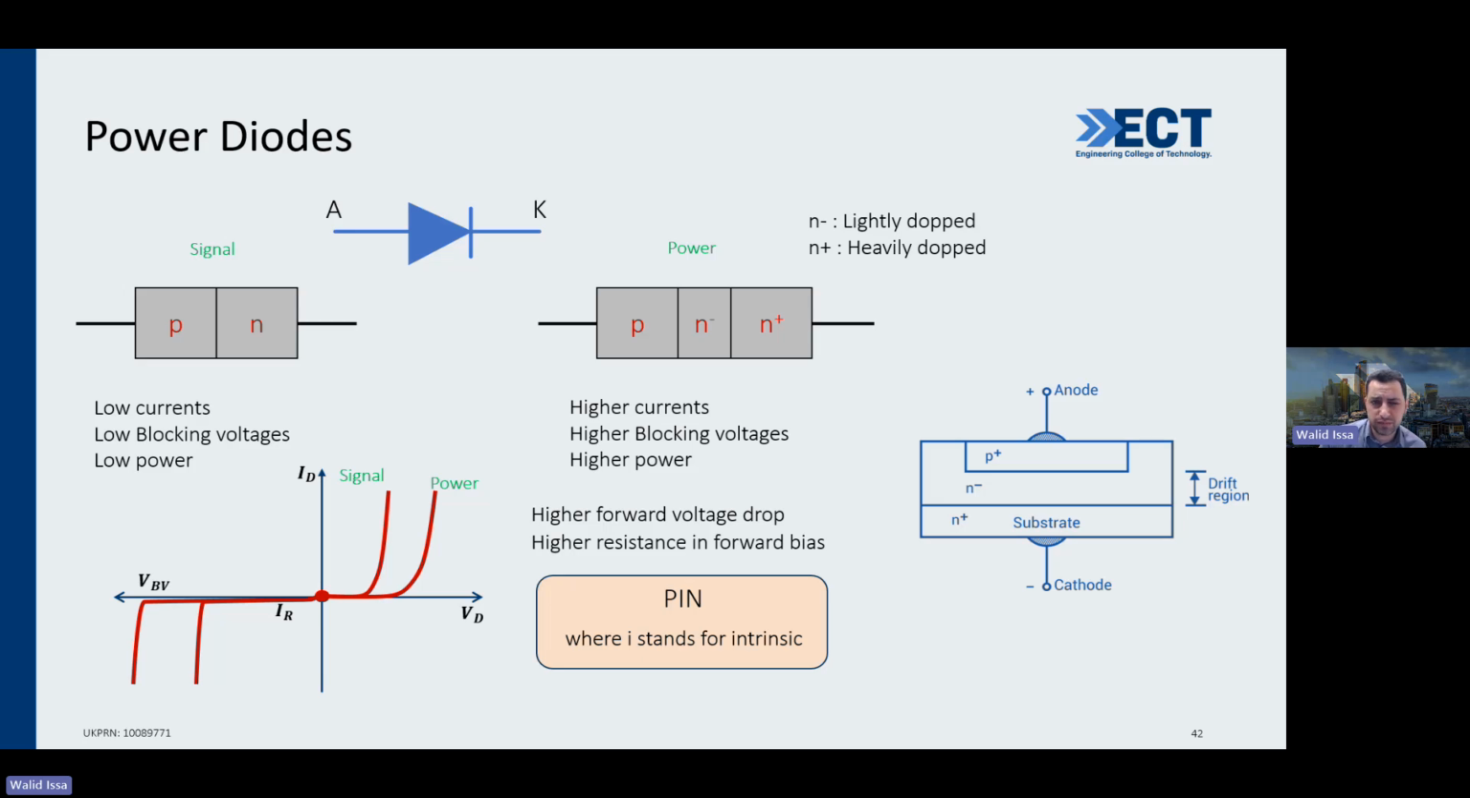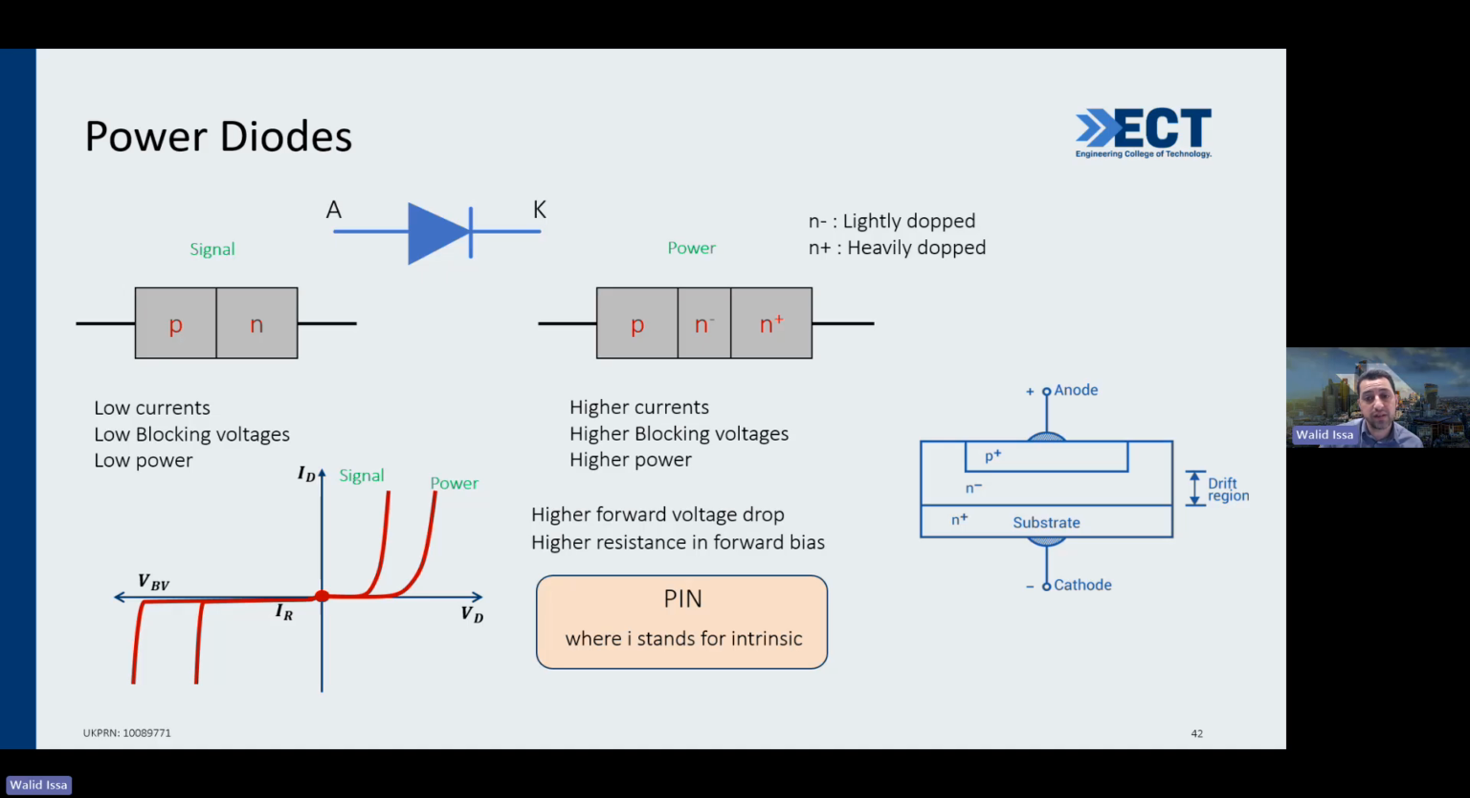But we have two types of diodes. The first diode that we maybe learned about is called the signal diode, that we used in our communication circuit or Arduino circuit to protect it from reverse polarity or in some simple rectification circuit. But what is the power diode?